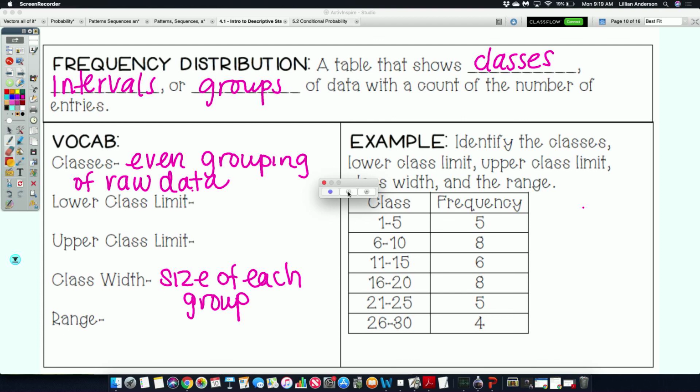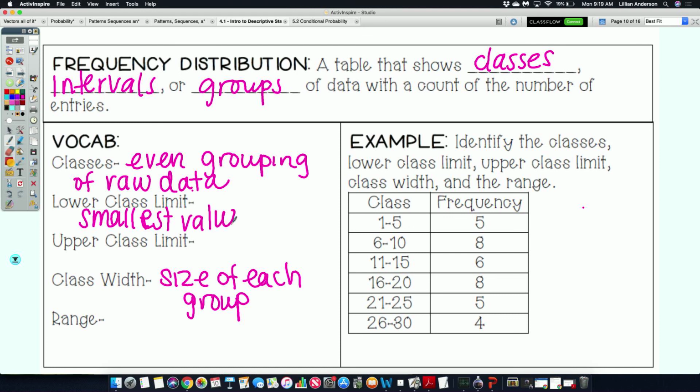The lower class limit is basically the smallest value in that respective class. Okay, so it's the smallest value in each class. So if you look at the very first class, what is the lower class limit? 1. It is 1. Very good.